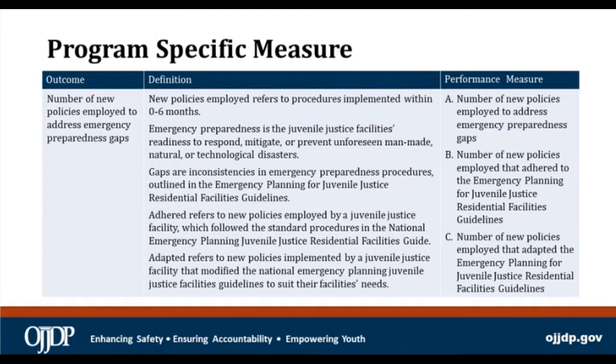For this measure, you will provide the number of new policies employed to address emergency preparedness gaps, number of new policies employed that adhered to the emergency planning for juvenile justice residential facility guidelines, and lastly, the number of new policies employed that adapted the emergency planning for juvenile justice residential facilities guidelines.